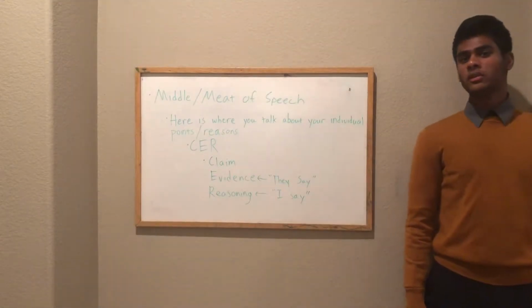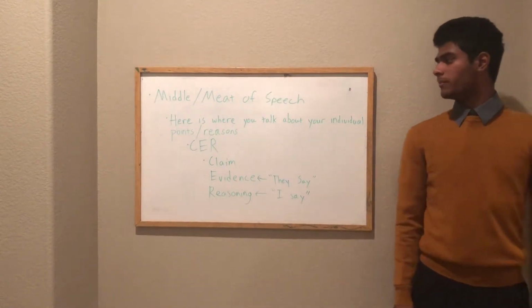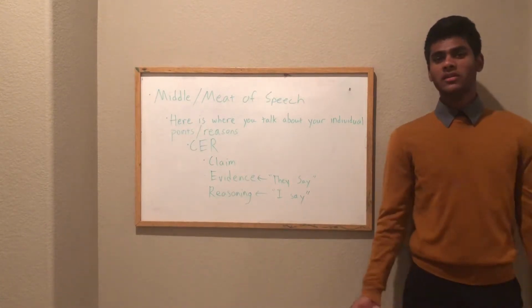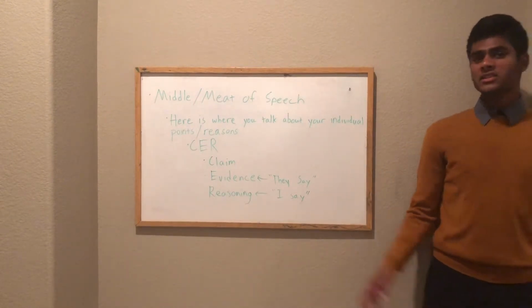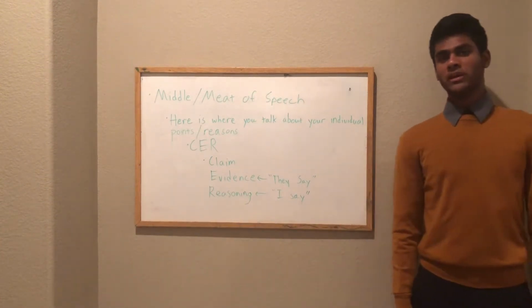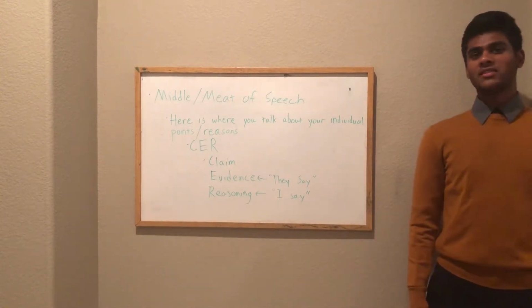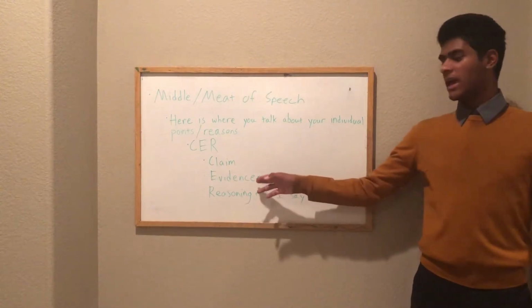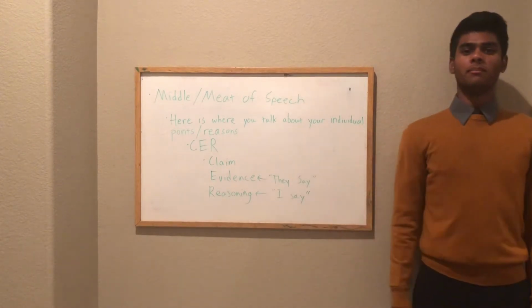All right, so let's move on to the second part, which is the middle or the meat of your speech. This is the portion where you're going to talk about your individual reasons or points, as I like to call them. This strategy is especially useful when you're giving persuasive speeches. It's called the CER strategy. What each letter stands for, I've written right here: claim, evidence, reasoning.